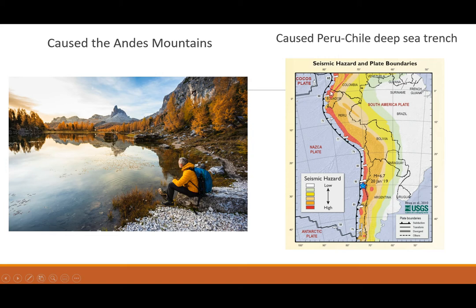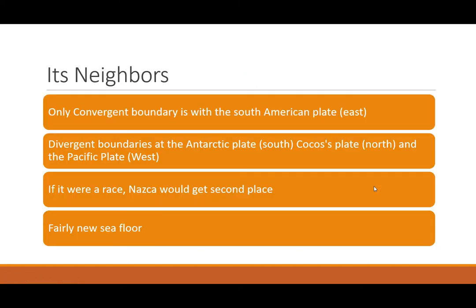And then over here on the right side, it also caused the Peru-Chile deep sea trench, which you can see by this black spiked line right here. That's kind of where that trench is. It doesn't show it exactly. This graph is for seismic activity for this plate boundary, which you can see there's some red right at the edge where that subduction zone happens. So you can see it's very, very active. And that trench just keeps going down and down because that's where the Nazca Plate subducts underneath the South American plate. So it just creates that deep, deep, deep sea trench.